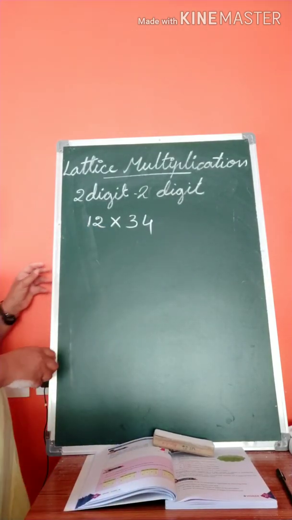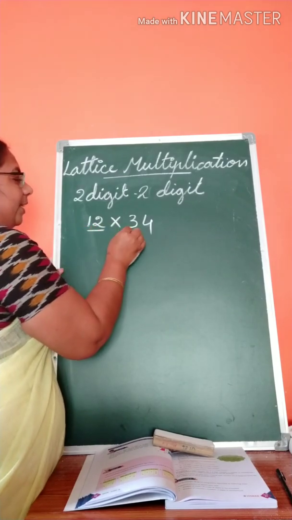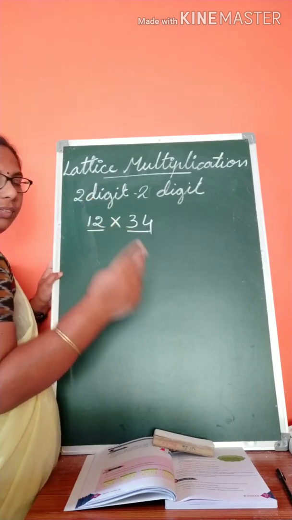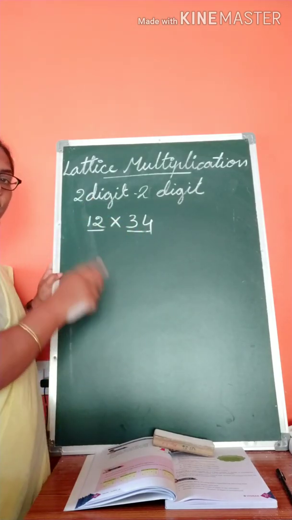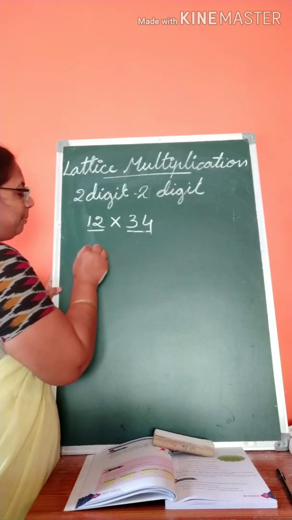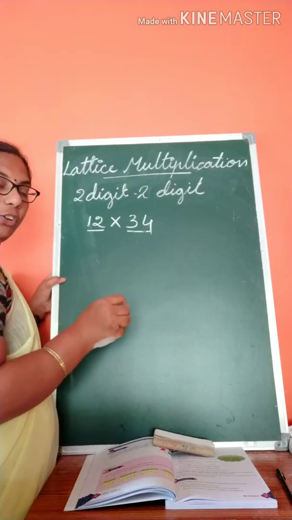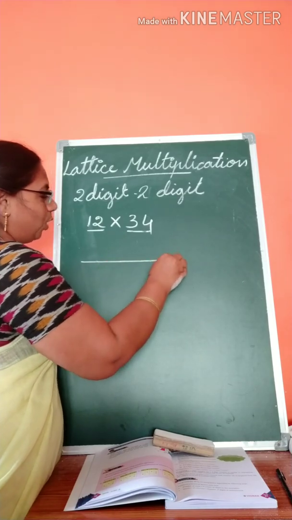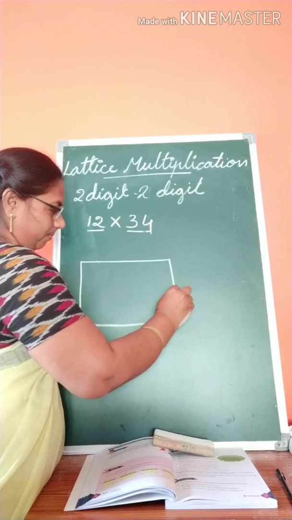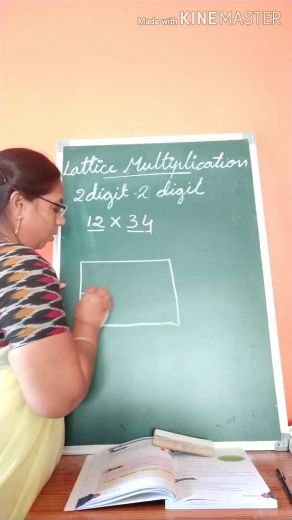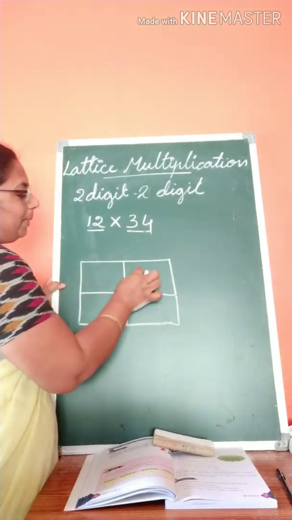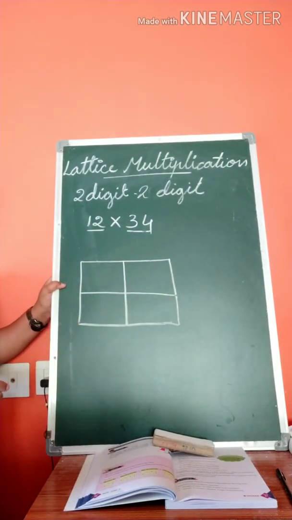See, children, here first we have to count how many digits are there. Not the number, children, how many digits. Here how many digits are there? 2. And in this number how many digits are there? 2. Means 2 by 2 multiplication. For doing a 2 by 2 multiplication, what will we do? We will draw a lattice. See what I told? Lattice means it's a series of lines, right? We will draw a lattice in such a way that it will be a 2 by 2 square.